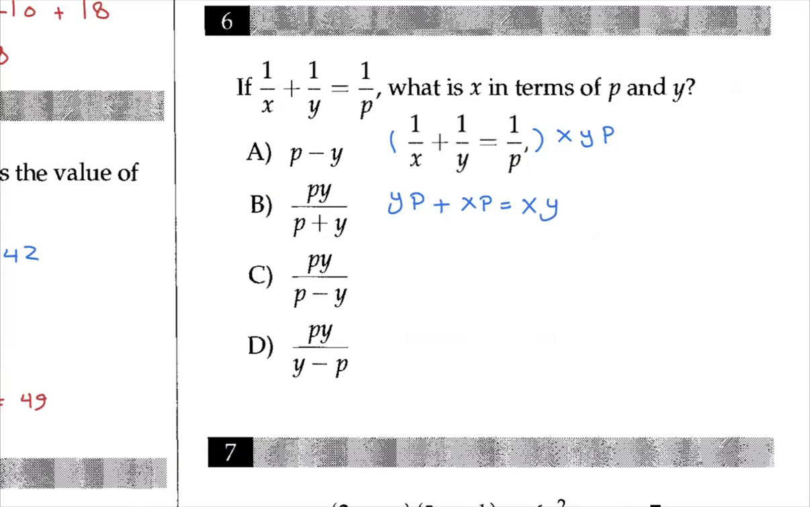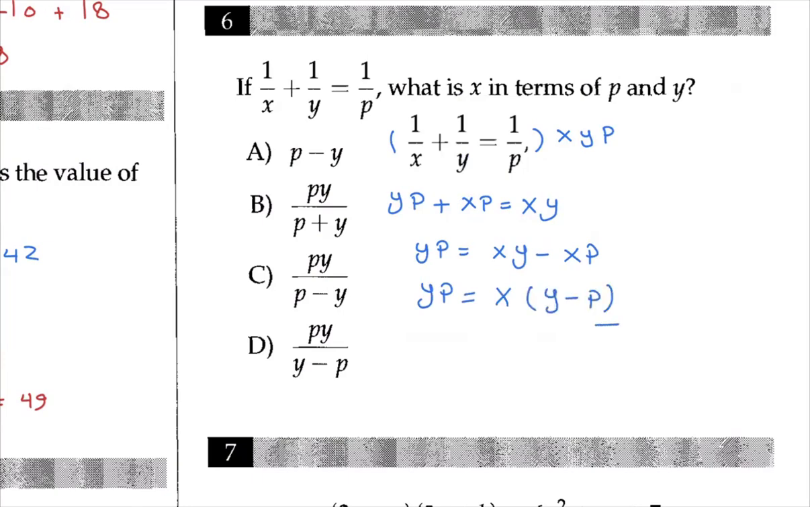We need to get the value of x. To get the value of x, you have to isolate all terms with x on one side. So for example, here we have xy and here we have xp. I'm going to shift xp to this side. So yp equals xy minus xp. yp equals, let's take x as a common factor, you will have y minus p.